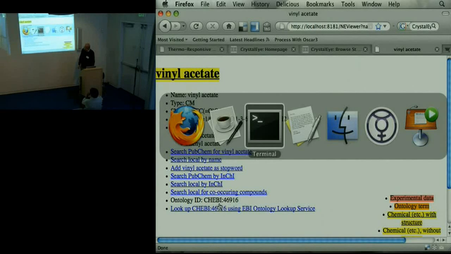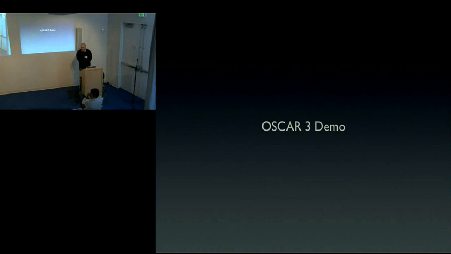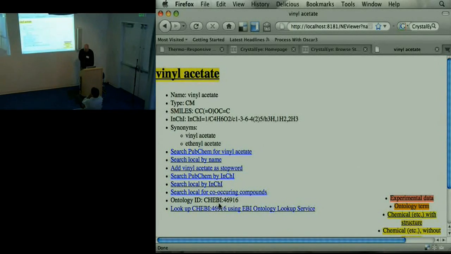I see there's an option there to add vinyl acetate as a stop word. Is that a global effect that will then have an effect when you parse future documents? Yes. Or is that intended for the document you just worked on? No, it interacts with the resources that Oscar uses, and it adds it to a list. So you effectively have an ongoing vocabulary. We have an ongoing vocabulary. That's right. Okay. So this is Oscar.